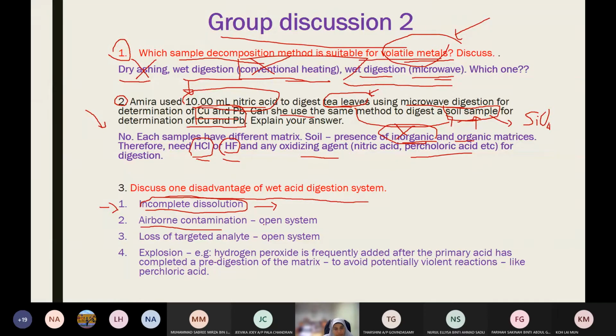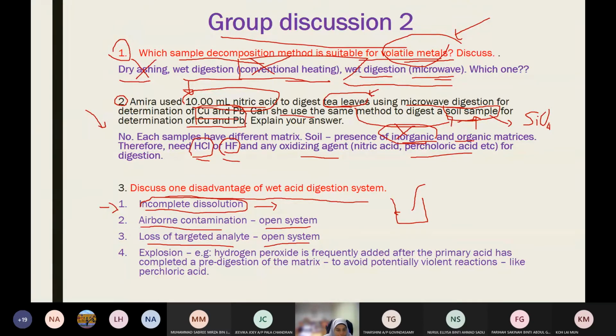Airborne contamination normally happens if you use the conventional heating process in the open system. Okay, because you put all the beakers in a fume hood, and then you heat up. So there is airborne contamination during the analysis. Some of your targeted analyte will evaporate. Also maybe they will come into close contact with the beaker next to this beaker. And also there is loss of the targeted analyte. We are talking about an open system, so this might happen. Some of them will be lost, maybe because of evaporation or maybe contact with your beaker or someone.